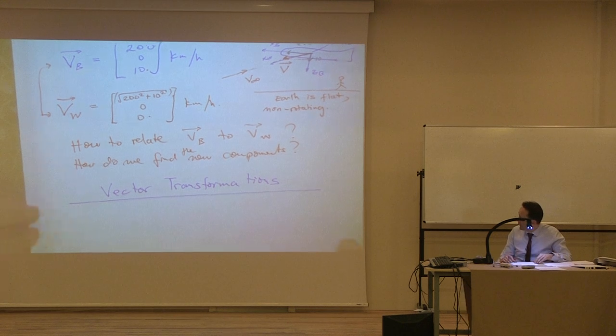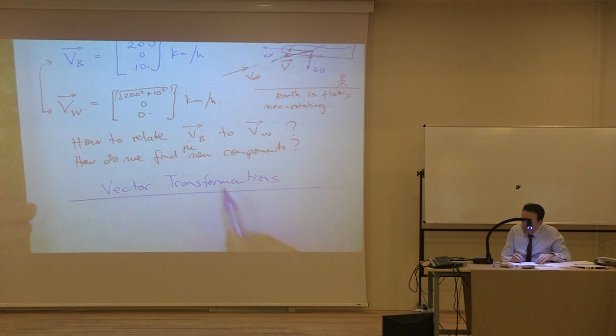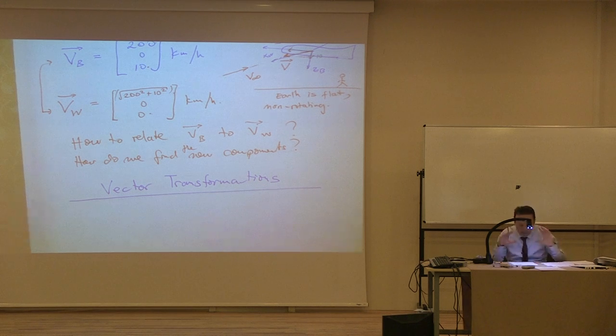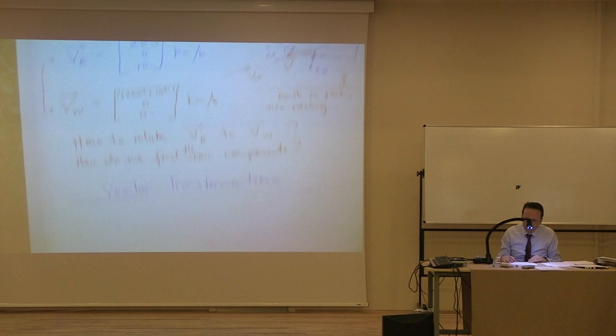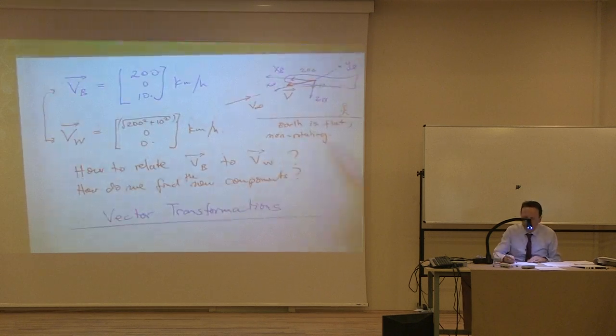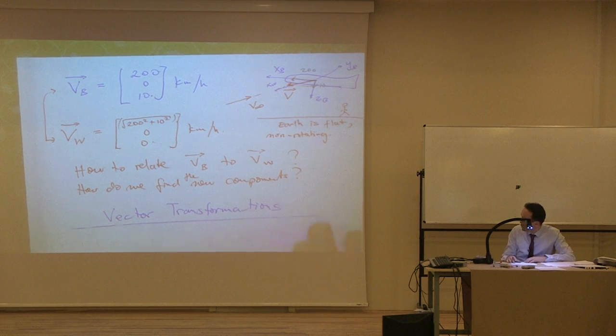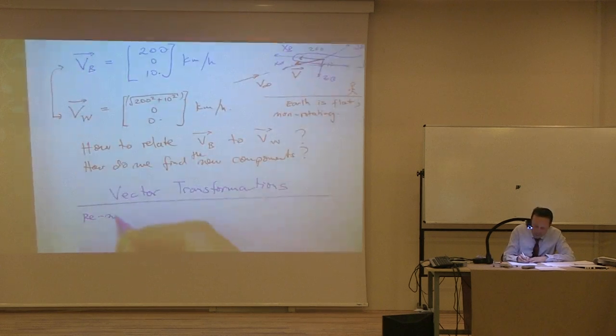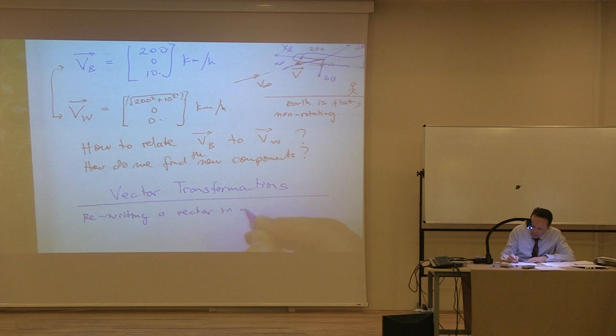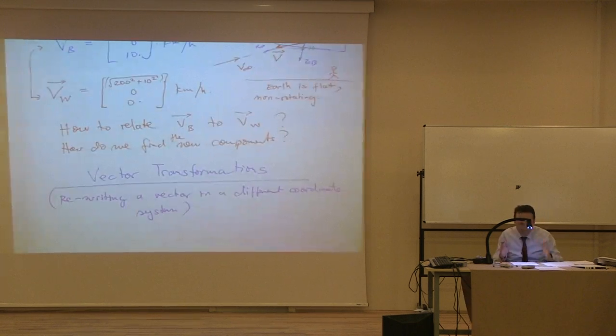And don't allow this term, vector transformation, to fool you. We are not transforming the vector. The vector is the same vector. We are just rewriting a vector in a different coordinate system. This is what we are doing. We are rewriting a vector in a different coordinate system, and we call this vector transformations.